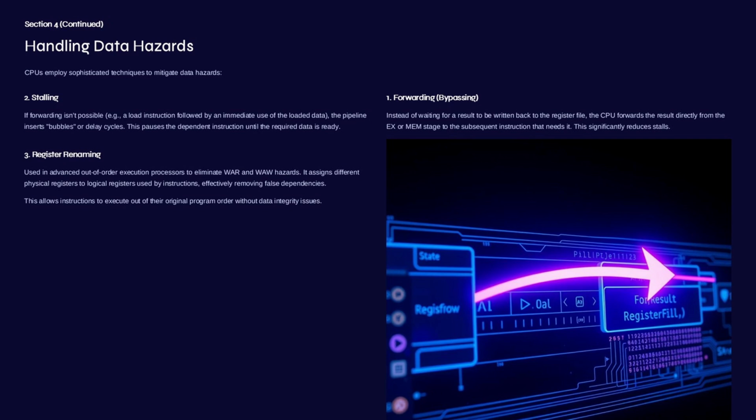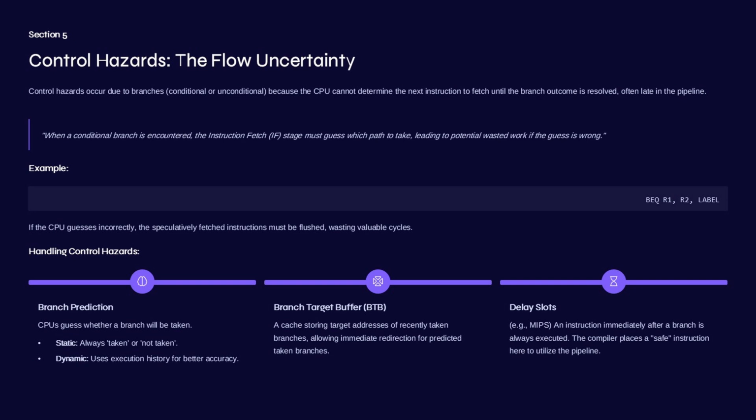How do CPUs handle control hazards? First, branch prediction. The CPU guesses whether the branch will be taken. Static prediction, e.g., always predict not taken. Dynamic prediction uses history. If the branch was taken before, it'll likely be taken again. Advanced CPUs use branch history tables and pattern predictors to increase accuracy.